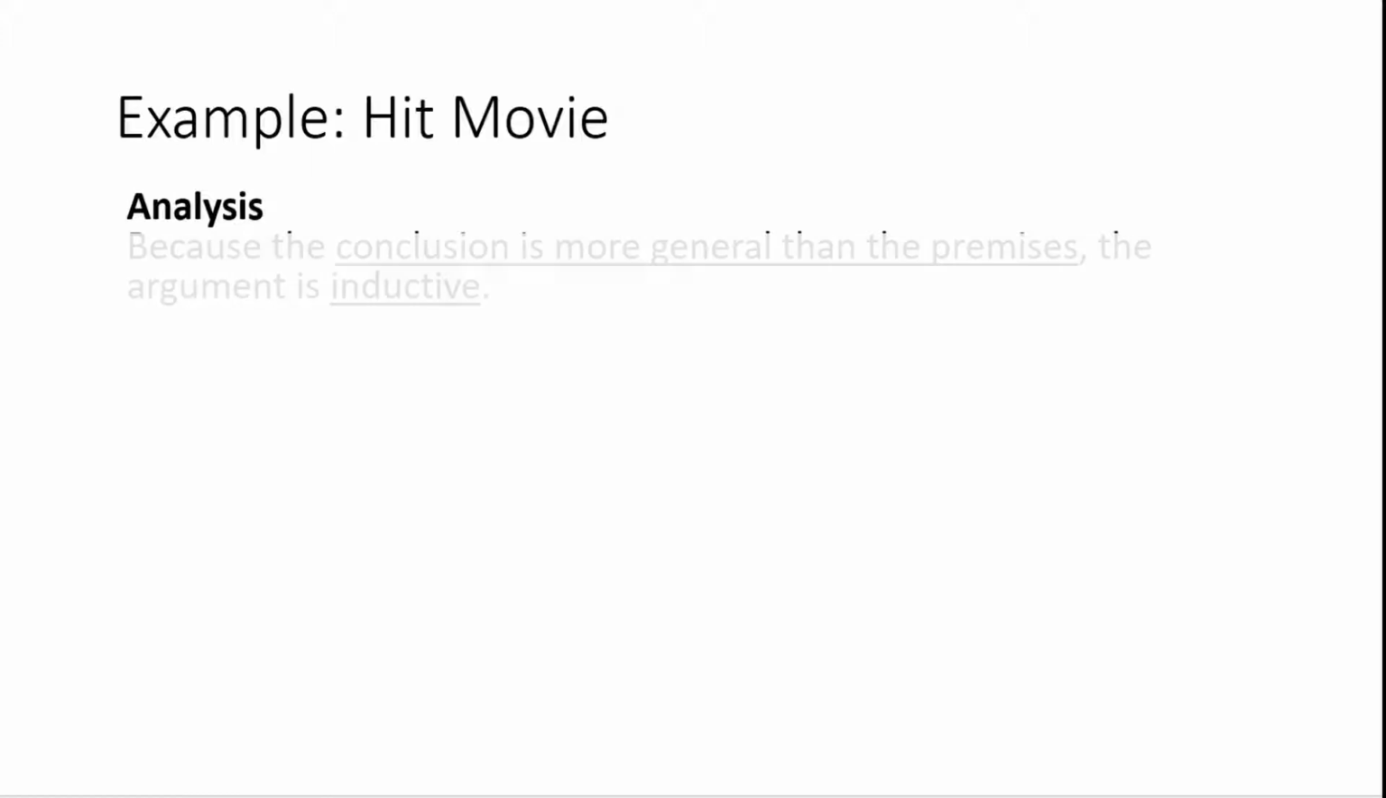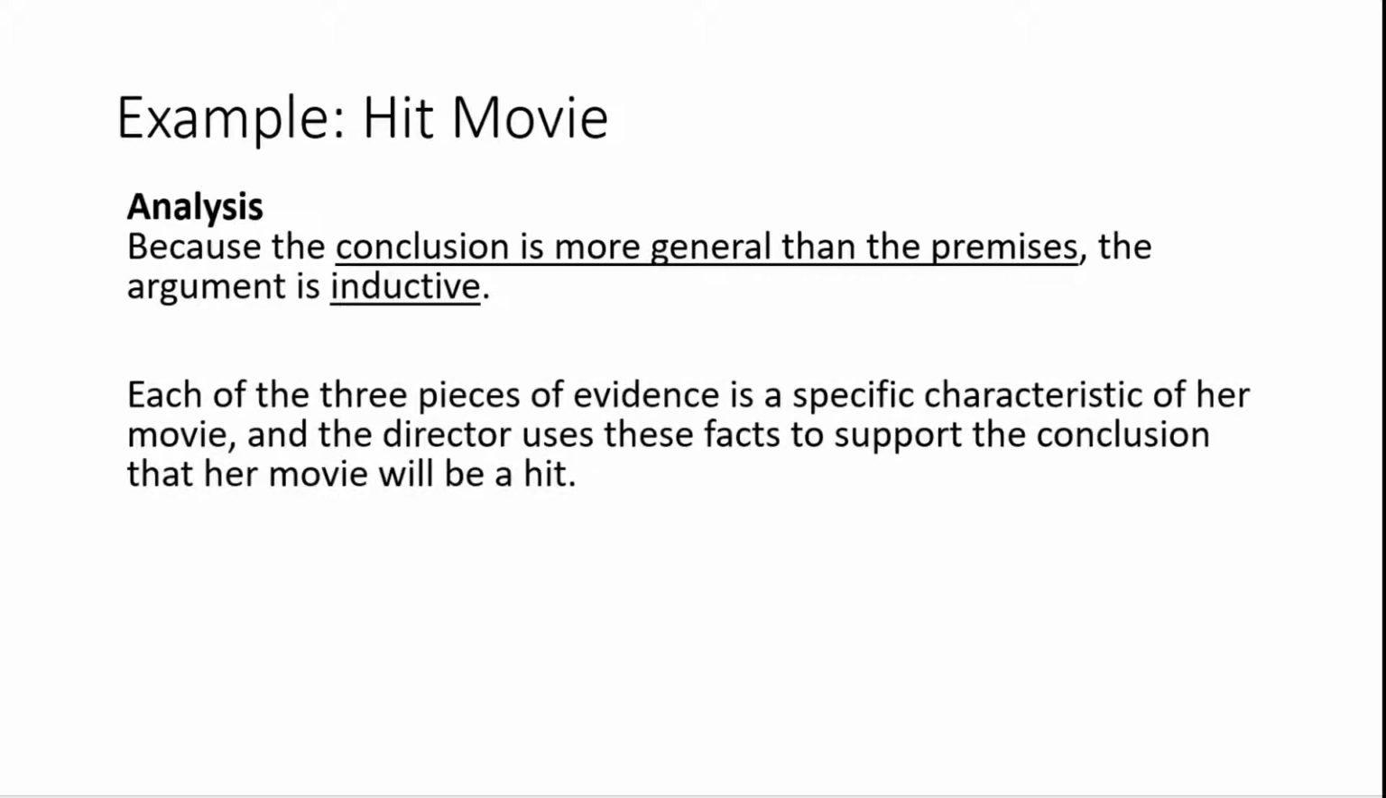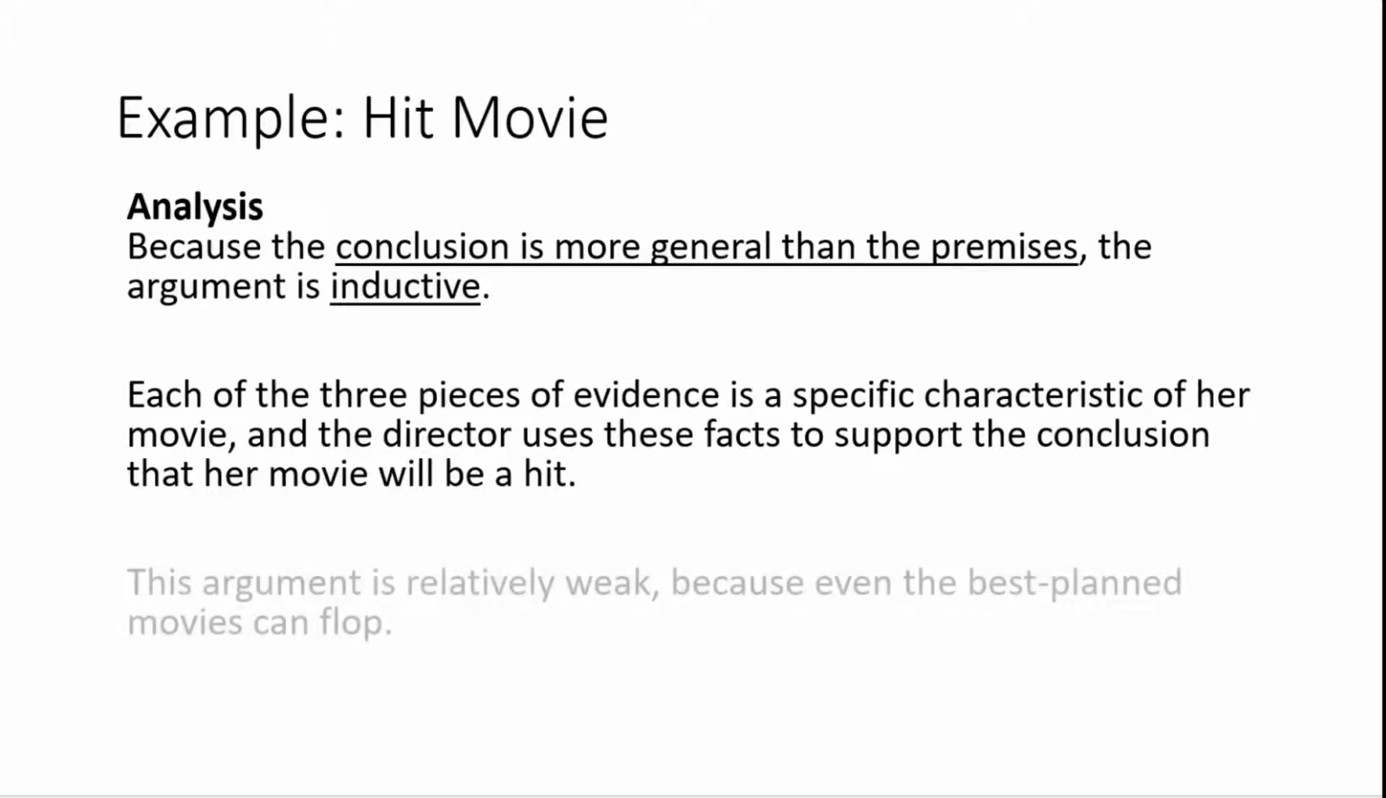Analysis. Because the conclusion is more general than the premises, the argument is inductive. Each of the three pieces of evidence is a special characteristic of her movie, and the director uses these facts to support the conclusion that her movie will be a hit. This argument is relatively weak because even the best planned movies can flop.